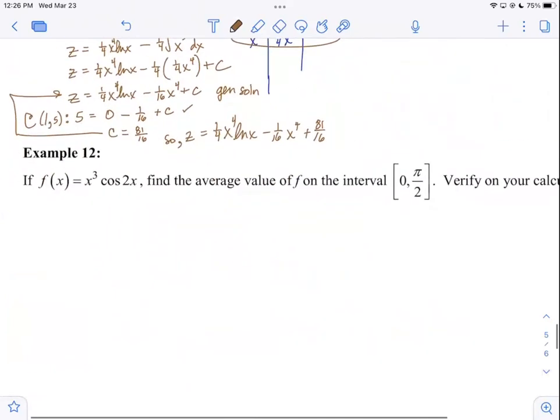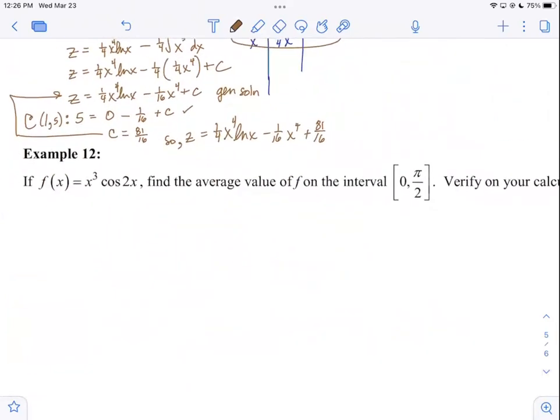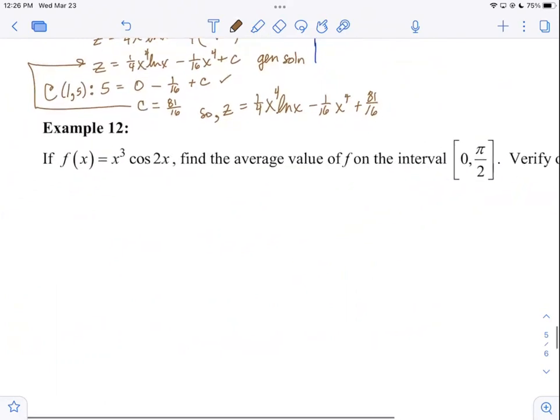Let's do example 12. Is that what we also said we do that? Yeah. All right, let's look at example 12. If f of x is x cubed cosine of 2x, find the average value of f on the interval from 0 to pi half. All right, find the average value of f. Average value. It's not average rate of change.